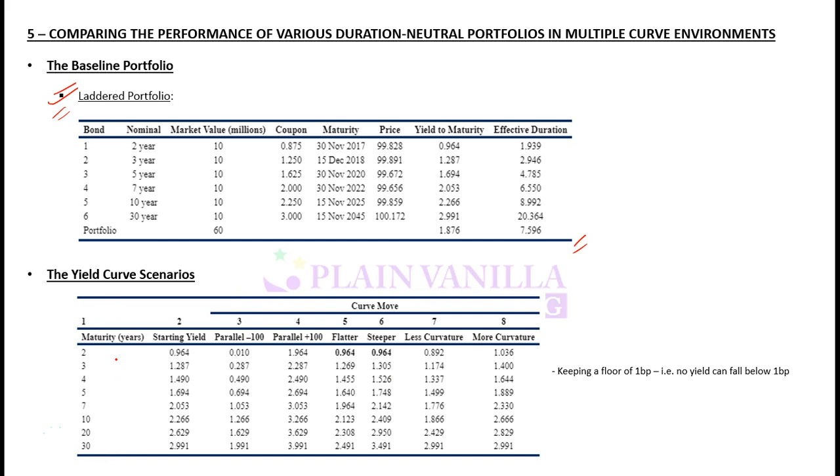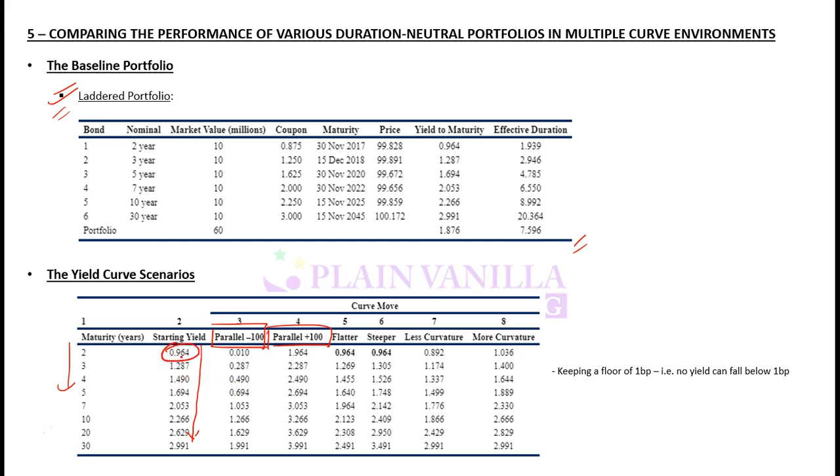So moving on to next, here again you have nominal coupon, maturity, yield to maturity, factor duration. So this is first scenario in which this is your maturity years. This is the starting yield, and this is the maturity. This is the starting yield, and a scenario can be that there is a minus 100 shift, or a scenario can be there is a plus 100 shift.